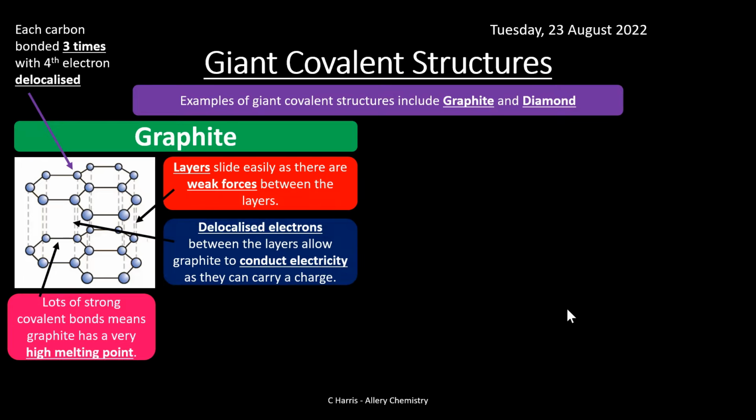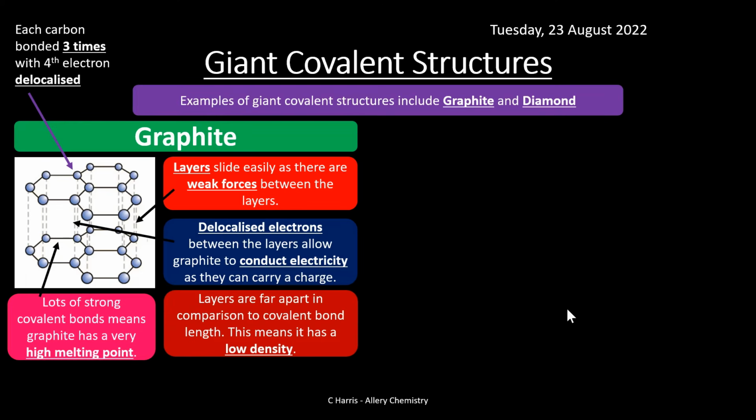Also, these delocalized electrons between the layers allow graphite to conduct electricity. So they're a really good conductor of electricity. And quite lightweight as well, actually. So you can see quite a lot of good uses for it. And the layers are quite far apart in comparison to a covalent bond, and this means that graphite has a low density. So it's not a dense material by a long shot.